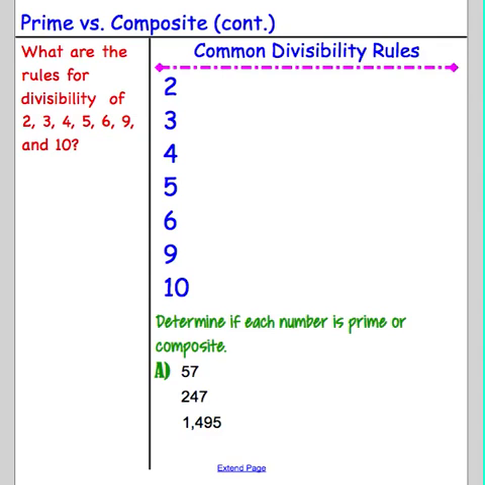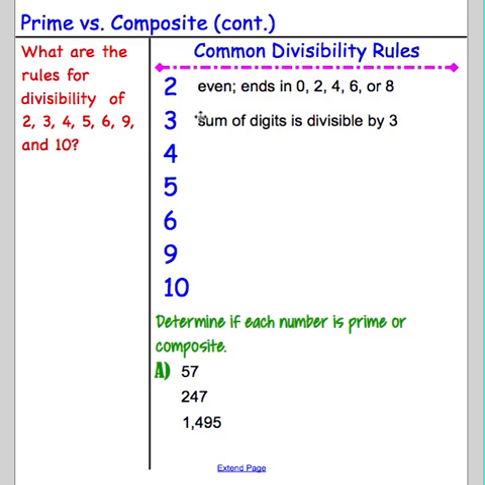So I'm thinking here, if it's divisible by 2, I know it's an even number. Therefore, it ends in 0, 2, 4, 6, or 8. So I can just look at that number and tell if it's divisible by 2. Now when it comes to 3, 3 is a little bit trickier. For 3, we want to take the digits of the number and add them up, and if that sum is divisible by 3, then the whole number is divisible by 3. For example, I know that 99 is divisible by 3 because if I take 9 plus 9, I get 18, and 18 is divisible by 3.